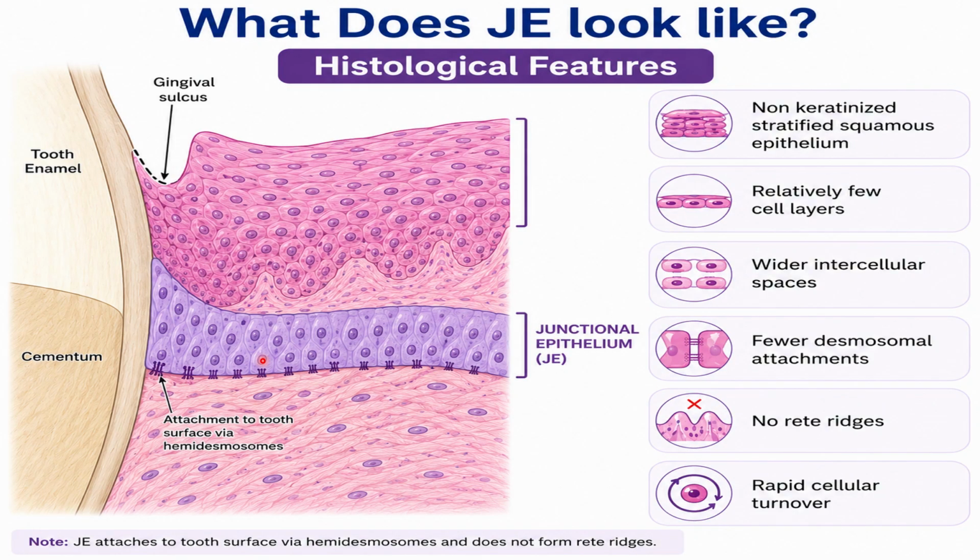So now let's understand the histological features of junctional epithelium. Junctional epithelium comprises a few cell layers of non-keratinized stratified squamous epithelium with wider intercellular spaces and fewer desmosomal attachments. There are no rete ridges. Also, the junctional epithelium attaches to the tooth surface via hemidesmosomes.